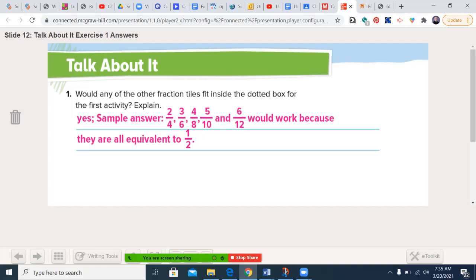But what they're trying to tell you here is that if the top is half of the bottom, the numerator is half of the denominator, they're all the same. And I could model this out: 2/4, 3/6, 4/8. They'd all be exactly the same length.